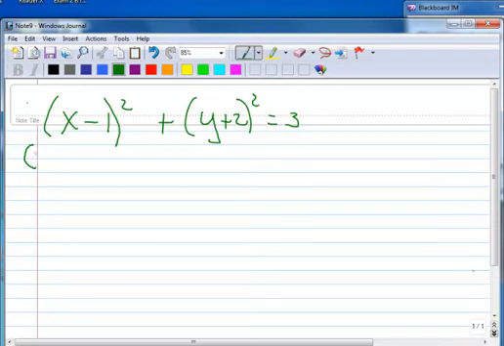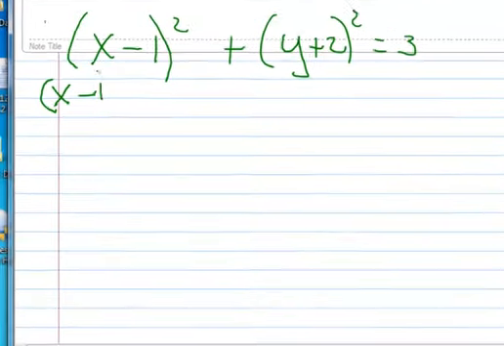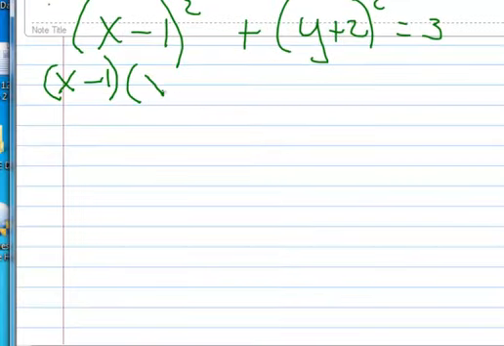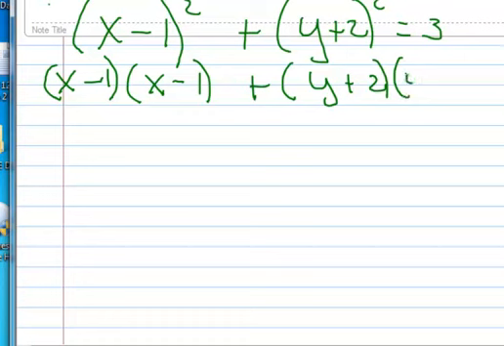So I'm going to rewrite them like this, because this is what squaring means. It means multiplying by itself. So let's just rewrite this, and that will help us remember that we have to multiply these together by foiling. Remember how to foil? First, outside, inside, last.